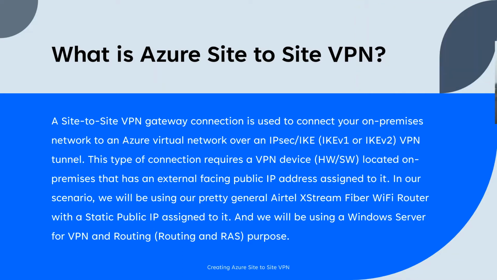So welcome back again. What we'll be talking about first is what is Azure site-to-site VPN. Azure site-to-site VPN is a gateway connection which is used to connect your on-premises network to an Azure virtual network over an IPsec/IKE VPN tunnel. This type of connection requires a VPN device. It could be a hardware device or a software device, which needs to be located on your on-premises side and have an external-facing IP assigned to it.